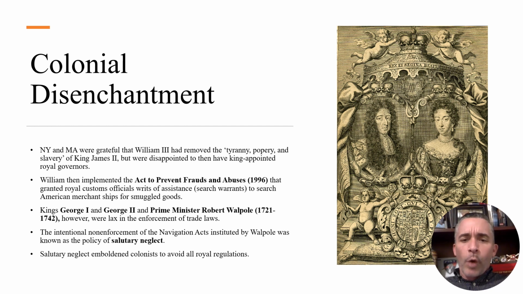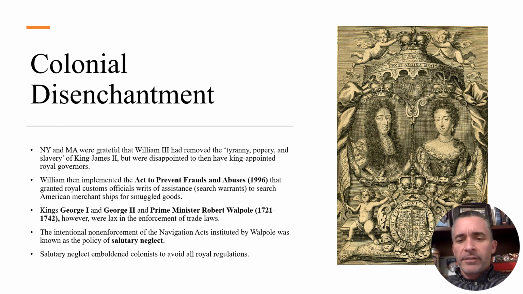After William III passed away, he was succeeded by Kings George I and George II, and Prime Minister Robert Walpole served under Kings George I and II from 1721 to 1742, and he essentially intentionally did not enforce the Navigation Acts because they were impractical, unwieldy, too expensive to enforce, and he essentially gave the colonists free rein over their trade. And this policy was known as salutary neglect. Salutary neglect was the intentional non-enforcement of the Navigation Acts.